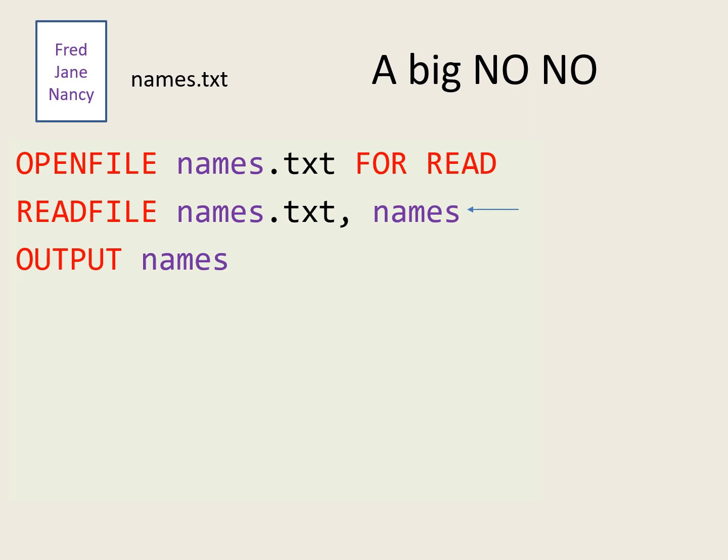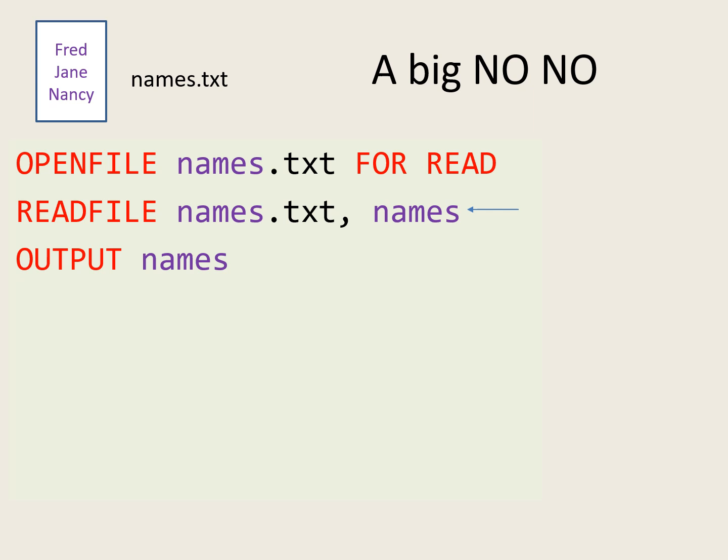So let's have a little bit of a practice of that. Oh, before we do that, just a quick point I wanted to make. If you are writing pseudocode, so let's say we've got a text file called names, and we want to open it and read information from it. So open file names.txt for read.